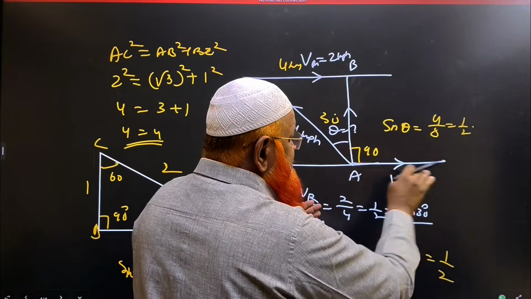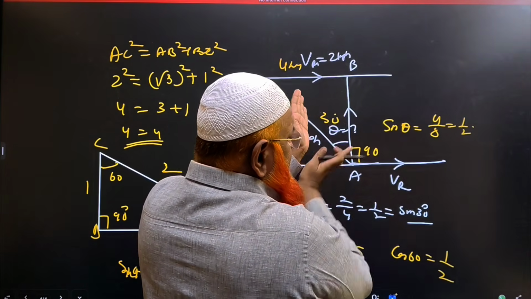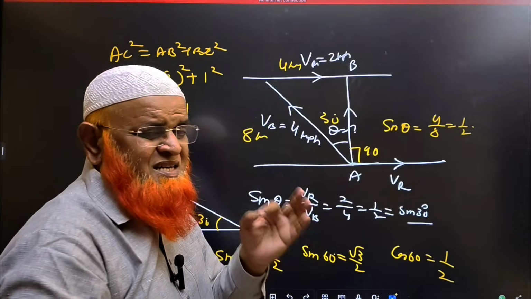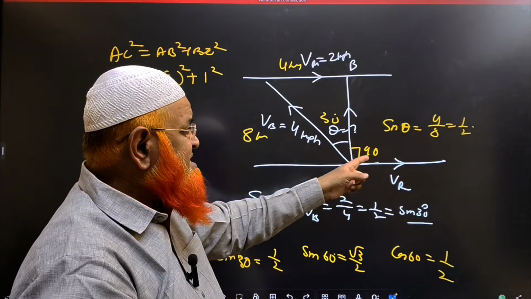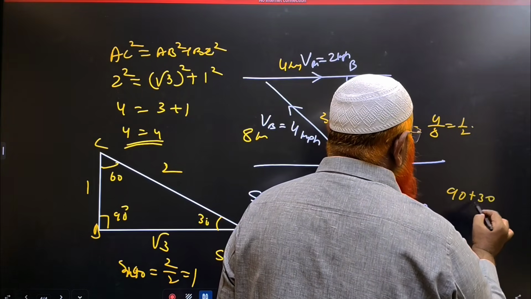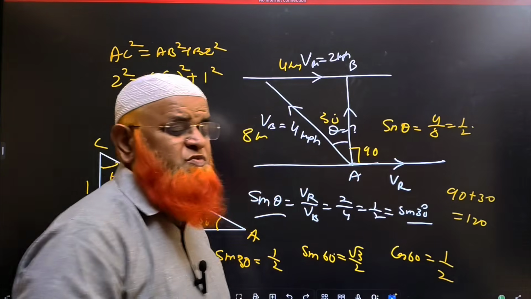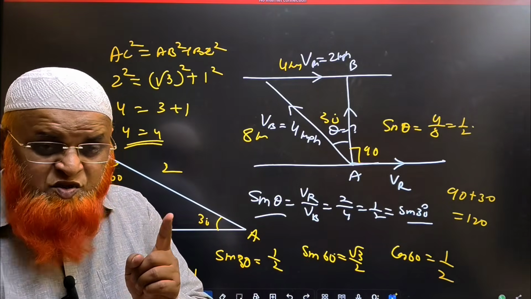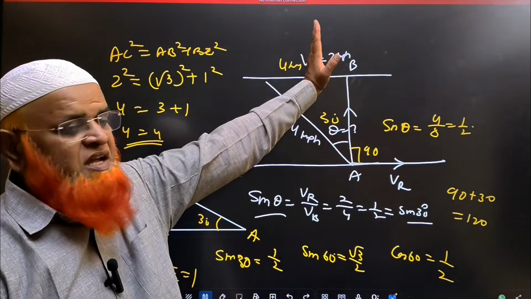So what is an angle means? You know this is 90 degrees. This is exactly 90 degrees. Okay, this is vertical, this is horizontal, 90. So what is the direction of your boat with the river flow means 90 plus 30. How much it is going to be? 90 plus 30 is going to be 120 degrees. So your boat travels with an angle of 120 degrees with the river flow and 30 degrees with the vertical. समझ में आ रही बात?